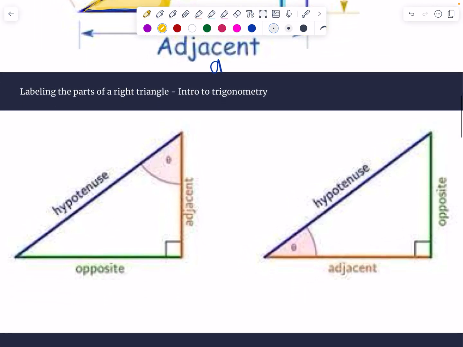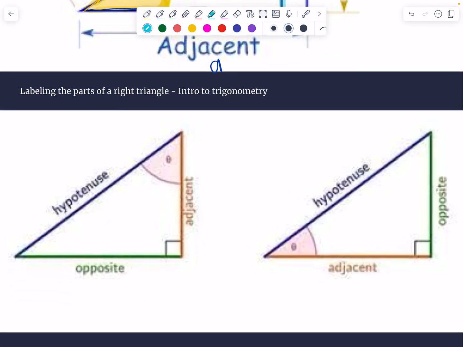So let's see what changes. We can approach this triangle from one of two ways, either from this blue angle that is acute or from this yellow angle that is also acute. So let's see what changes and let's see what stays the same. In both of these triangles, this is my hypotenuse, no matter what. That never changes. So that's always my H. That is also true in this triangle. This is still my hypotenuse.